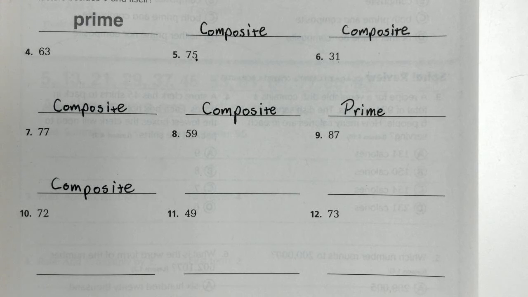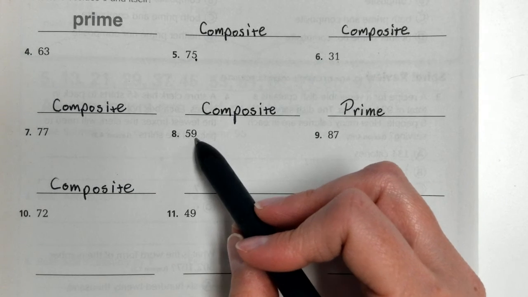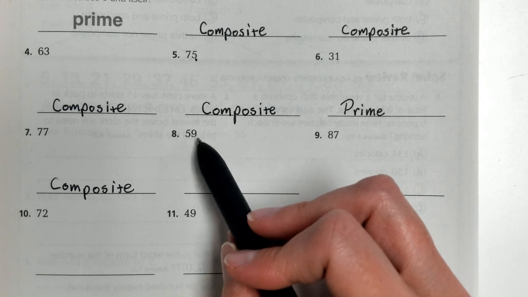All right, 59. Is 59 divisible by 2? Thumbs up for yes, thumbs down for no. Show me. Is 59 divisible by 2? The last digit has to be a 0, a 2, a 4, a 6, or an 8.